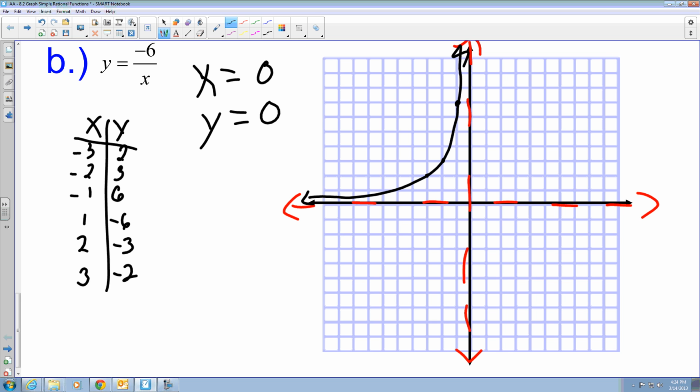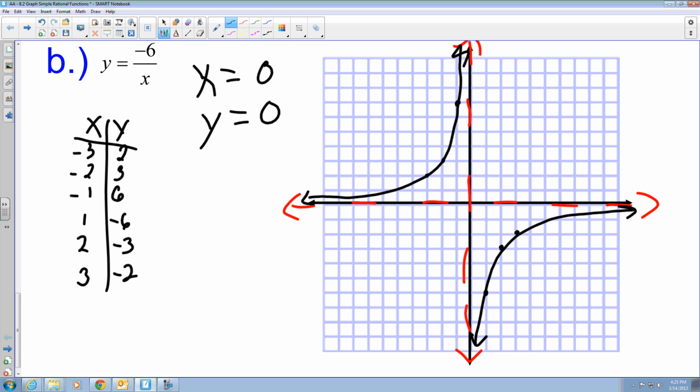So it kind of looks something like this. And the next ones will be 1, -6, 2, -3. This should be right here, plotted incorrectly. And then the last one would be 3, -2. So now my graph kind of looks something like this.